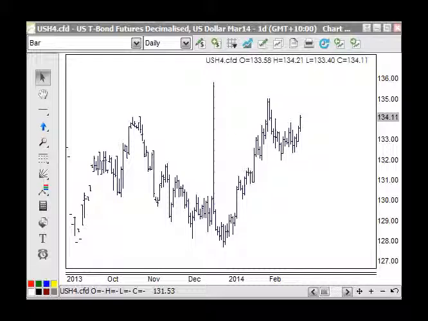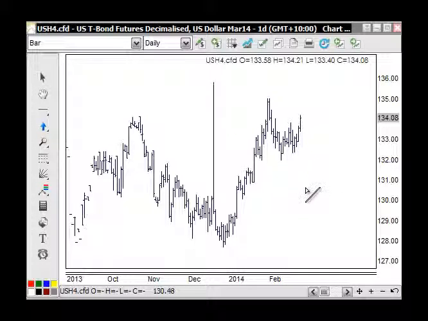Welcome, and here we're looking at the US bond market, and we're looking at this particular daily chart that we expect to push up through here. What we have been looking for is an A wave and a B wave and a C wave, and then a move higher through here. This is obviously going to place pressure on the stock market.